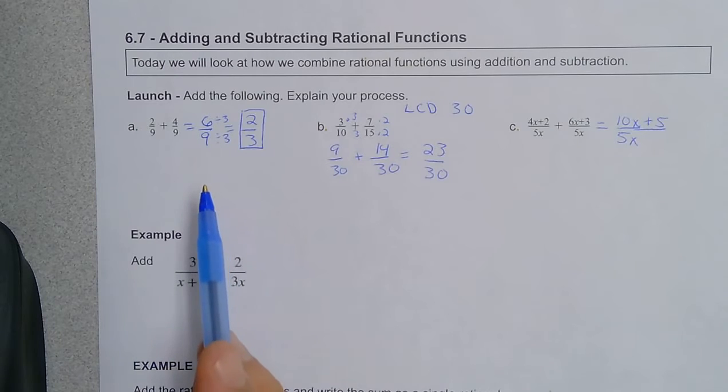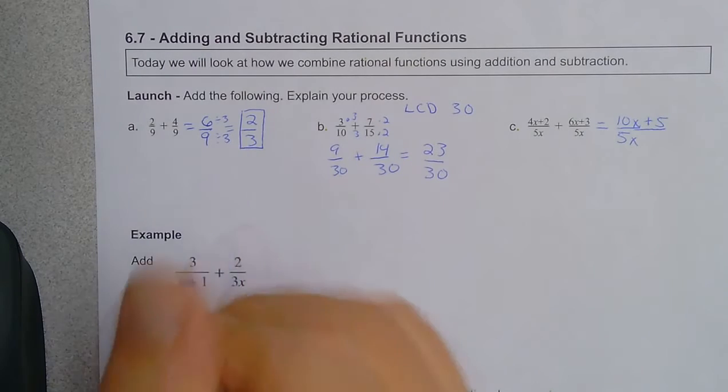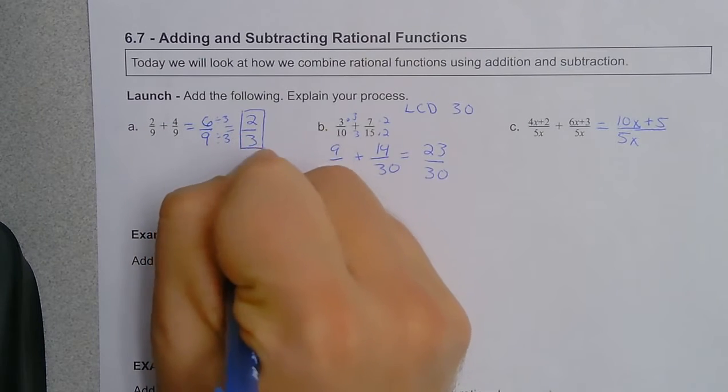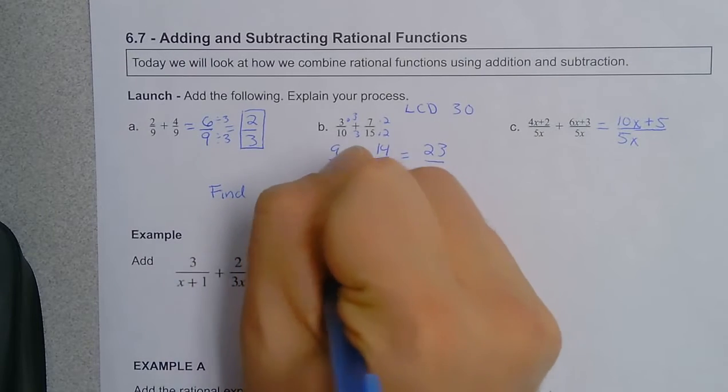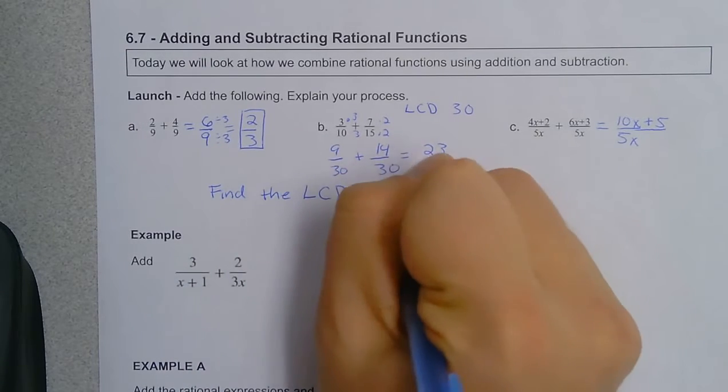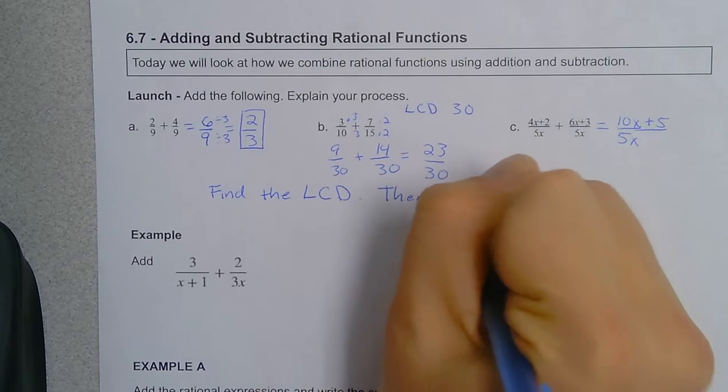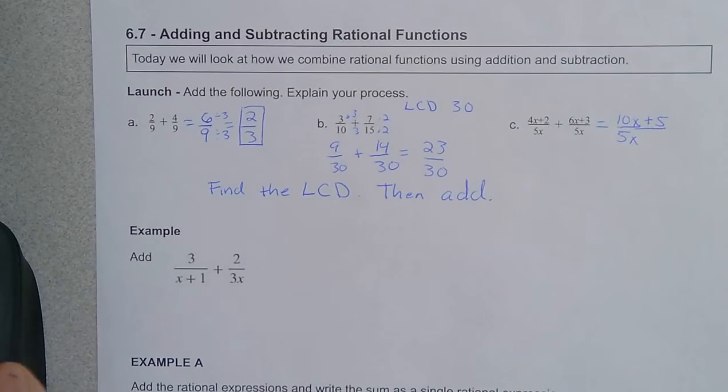So to explain my process, just find a common denominator, or find the least common denominator. So I'm going to find the LCD. Then add. So now what I would like for you to do is do problem number 1 on your assignments, A, B, C, and D, where you are actually factoring polynomials and simplifying them to find common factors.